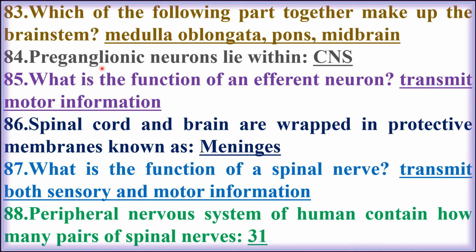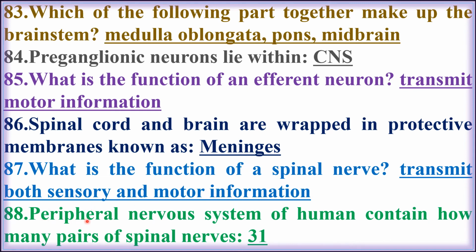Next, preganglionic neurons lie within the central nervous system. Next, what is the function of an efferent neuron? It transmits motor information. Next, the spinal cord and brain are wrapped in a protective membrane known as meninges. Next, what is the function of a spinal nerve? That is, it transmits both sensory and motor information.